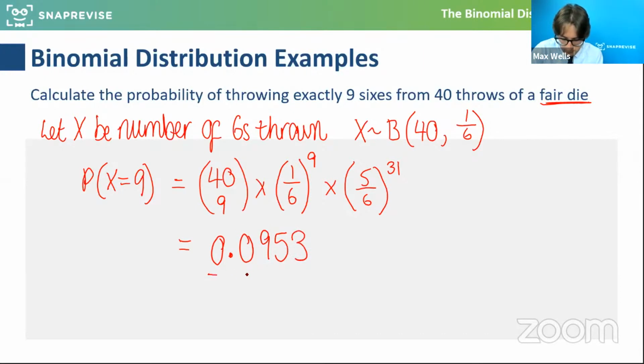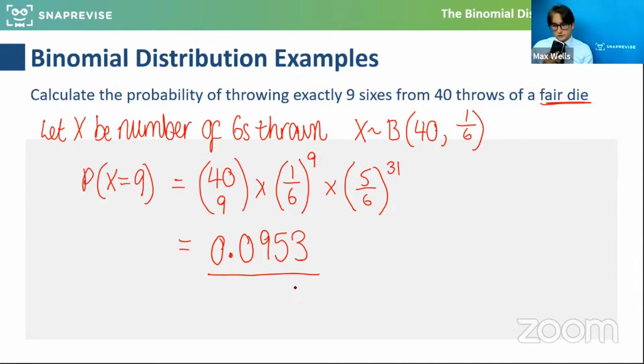0.0953. So under this distribution, the chance that I come out with exactly 9 sixes is almost 10% of the time. So rather than doing a 40 branch tree diagram, I've worked out the probability and all the different ways accounted for and so on. So it's a really powerful method.